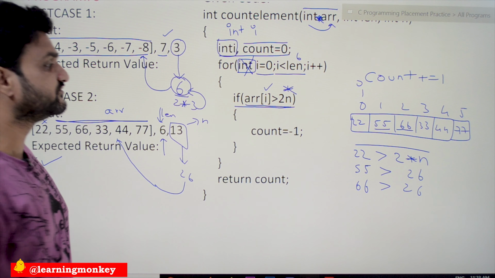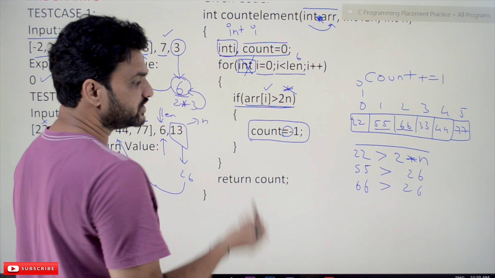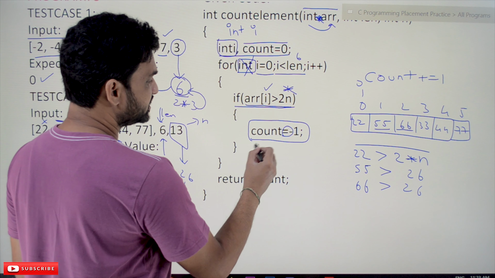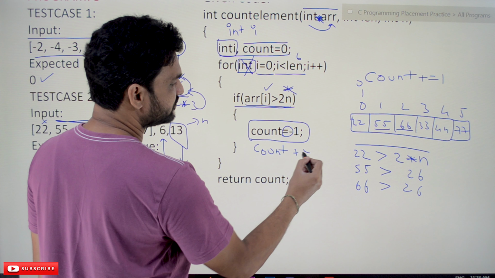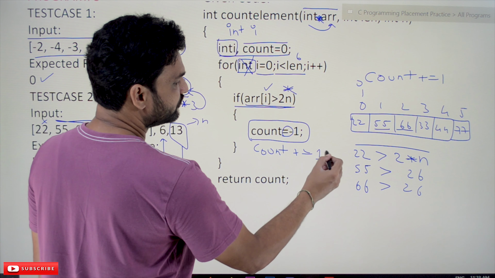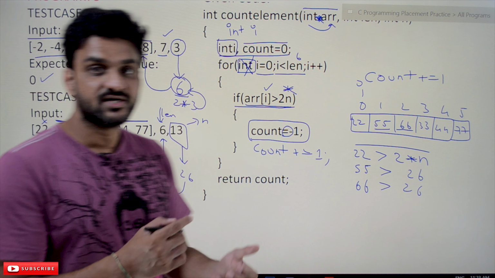And if it is true, then the count has to be incremented. So this statement is false, this is not the right operator to increment it by 1. The statement is count plus equal to 1. So this is the right statement. Return count, count will get returned, and we are going to get the output. So these are the changes that we have to make.